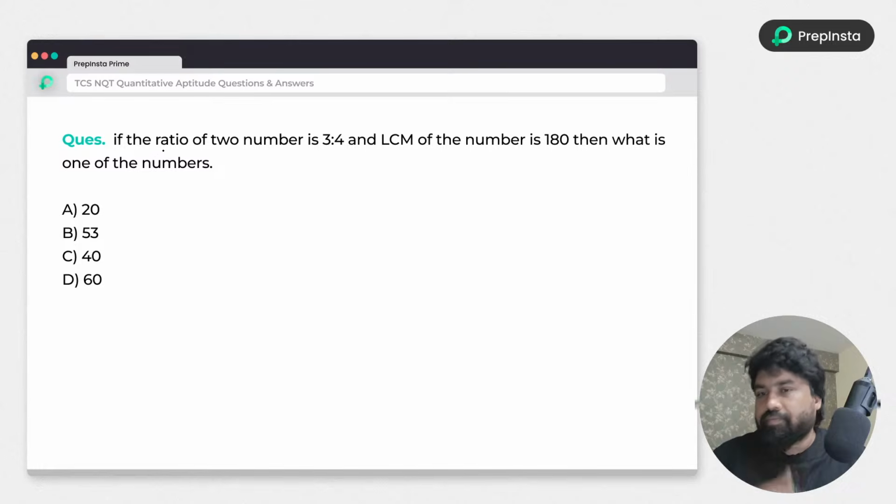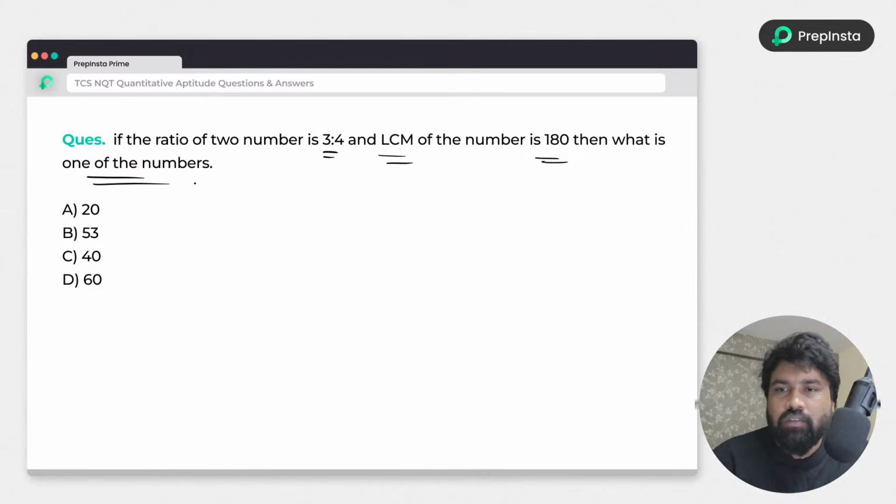Let's start. If the ratio of two numbers is 3:4 and the LCM of the numbers is 180, what is one of the numbers? Okay, just look here, guys. For example, if one of the numbers is a multiple of 4, we have a lot of options which are verifying, like 4 multiples are there and 3 multiples also. So I can't explain through option elimination. Let me explain through a simple approach.